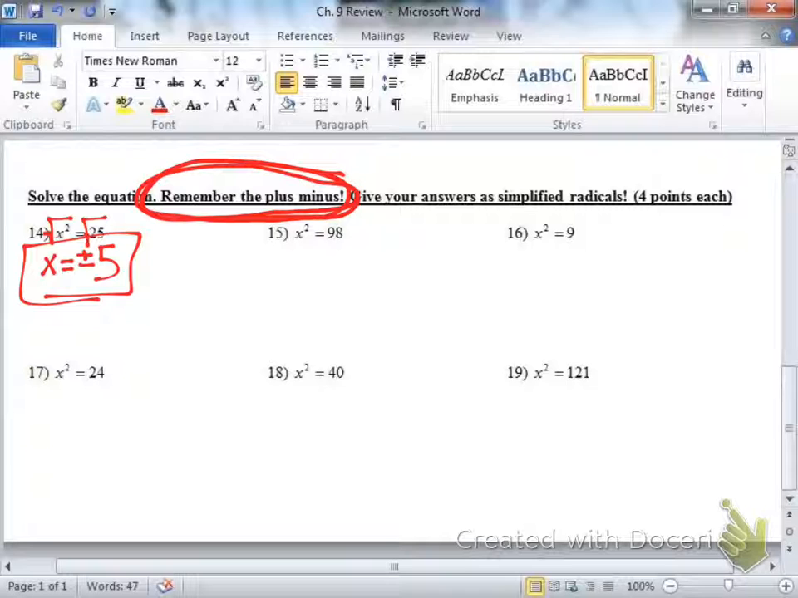Now, are there any other super easy ones? Number 16 is a super easy one. Why? Because these are perfect squares. So if this was my test or my quiz tomorrow, I would just knock out all the perfect squares right away. They're way, way, way, way easier. Okay? So I'm just going to go boom, boom. Don't forget your plus minus.